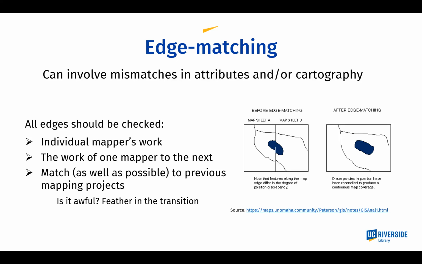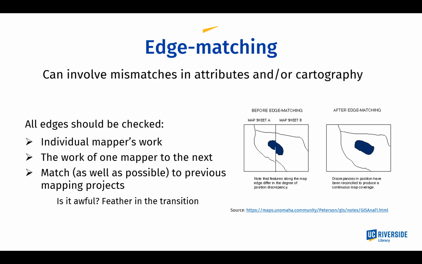So this would apply if it's just an individual mapping to themselves, or also one mapper edge matching to somebody else next to him or her. And then sometimes you have to map to previous projects or match the previous projects. And sometimes it's like, oh, I wouldn't map it that way at all. And how am I supposed to match to this because it's wrong?